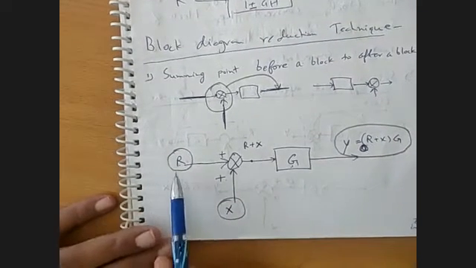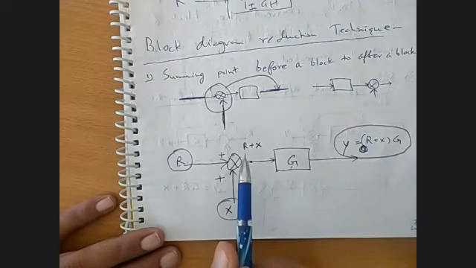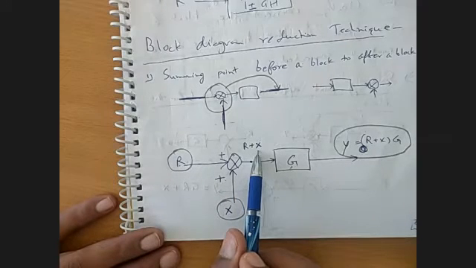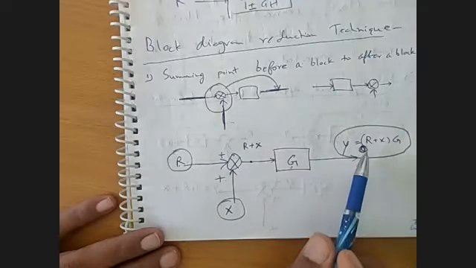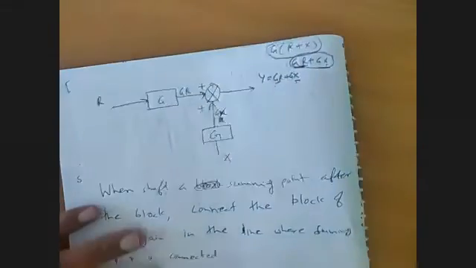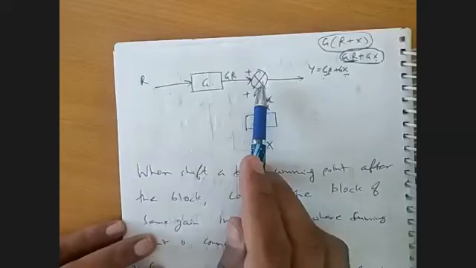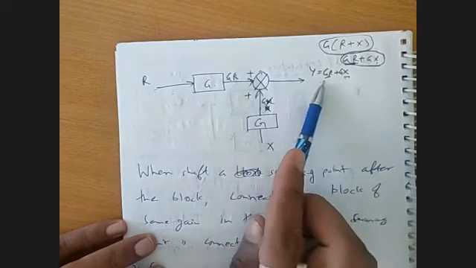So we are assuming that this is R signal, this is X signal. We are getting R plus X here, and it is multiplied by G. So we are getting Y equal to (R plus X) into G. So when we want to shift that block here, we require that this signal must not be changed.